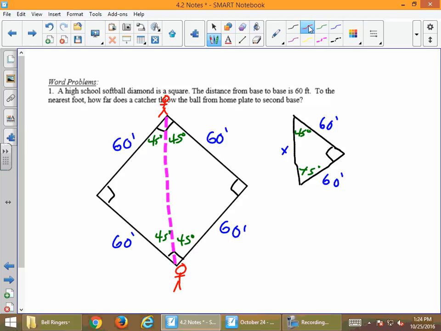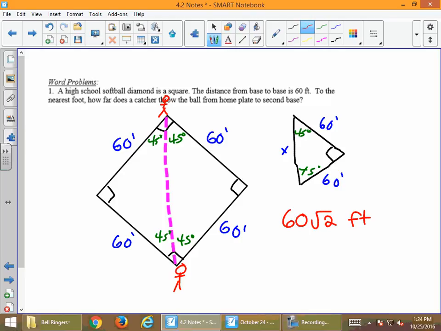answer, the exact answer, is 60 radical 2 feet. That's the exact distance. So, if you want to say exactly how far you throw, it's 60 radical 2. But do you really talk like that? No, you don't go to the doctor and say, how tall am I? Oh, I'm 1 radical 5. That's how tall I am. No, you measure in feet.